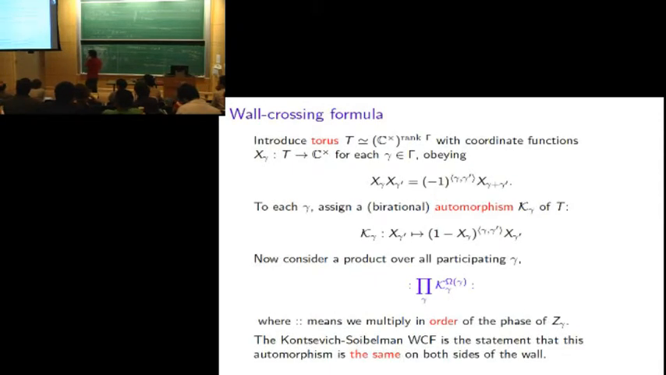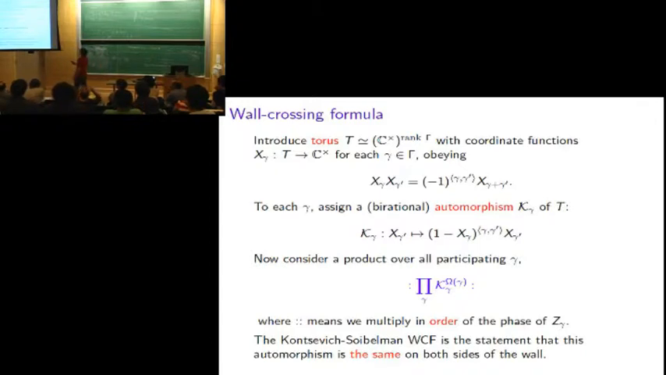So now I want to tell you the formula. So I have to introduce one more auxiliary-looking construction. Namely, I have to introduce a torus, which is C star to some power, namely, C star to the rank of gamma. And this torus has some natural coordinate functions once I choose a basis for gamma. Or to say it a little more invariantly, for every element of gamma, it has a coordinate function, just a map from T to C star, which are multiplicative.